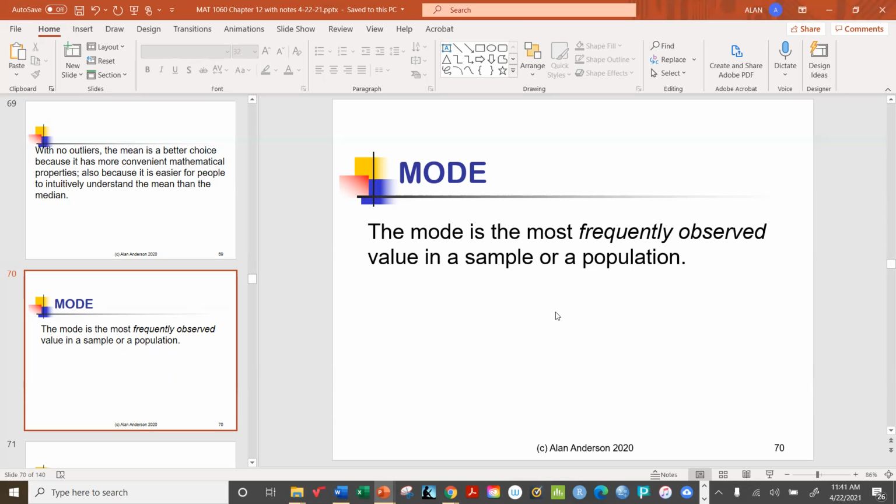All right. Now the mode won't take that long to go over. The mode is the easiest, but maybe the least useful of all the measures of central tendency. It is defined as simply the most frequently observed observation in a sample or a population. So it's very different from the mean and the median. It's just the most commonly observed element in our sample or our population.